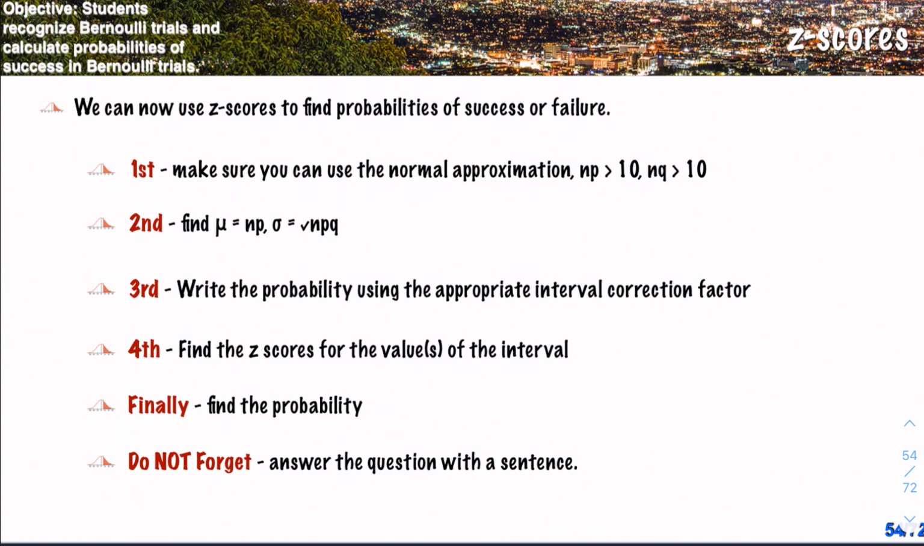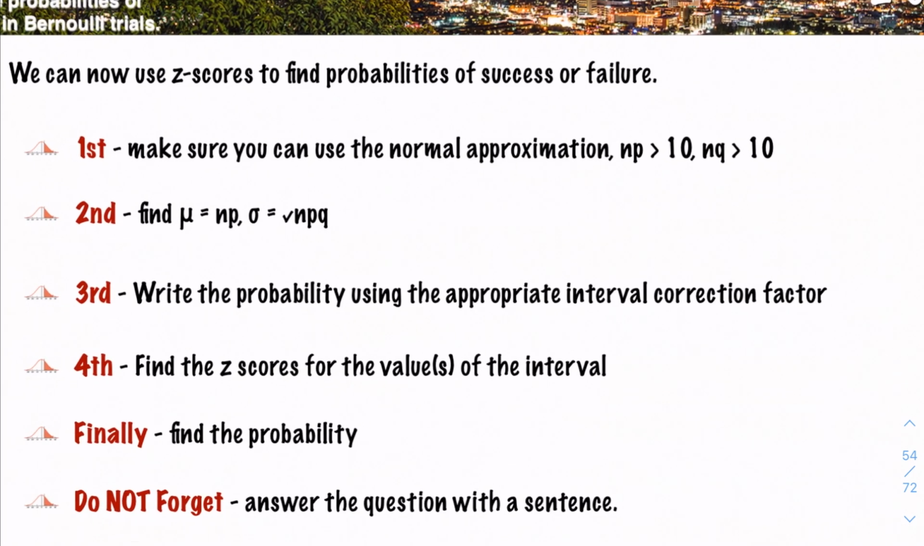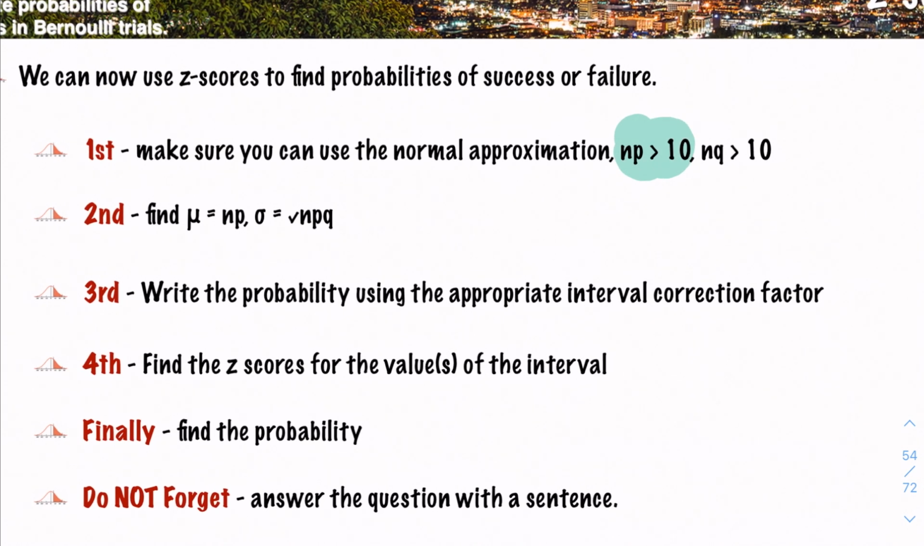So the things that you have to do is 1, make sure you can use the normal approximation. So this is the first check we need to do. np and nq are greater than 10. Step 2, we'll find our mean, which is n times p, and our standard deviation, which is the square root of n times p times q. Third, we write the probability using the appropriate interval correction factor. So half step up, half step below. We'll find the z-scores for the values of the interval, and then we'll finally find the probability. I'm going to make this emphasis yet again, but do not forget, answer the question with a sentence.